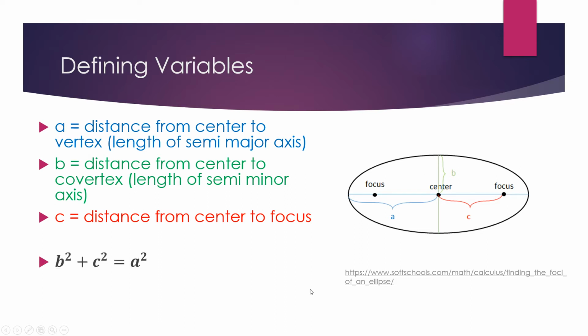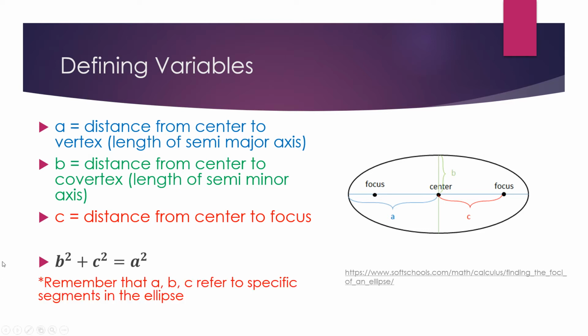And bearing those in mind, actually, let me back up a second. There is a little equation that shows the relationship between those three variables, that b squared plus c squared is equal to a squared. Okay, looks a little bit like the Pythagorean theorem, but keep in mind that these values of a, b, and c are referring to specific segments within the ellipse.